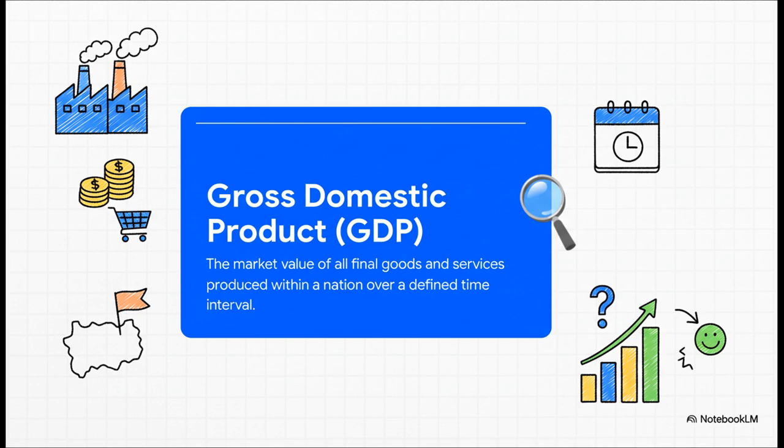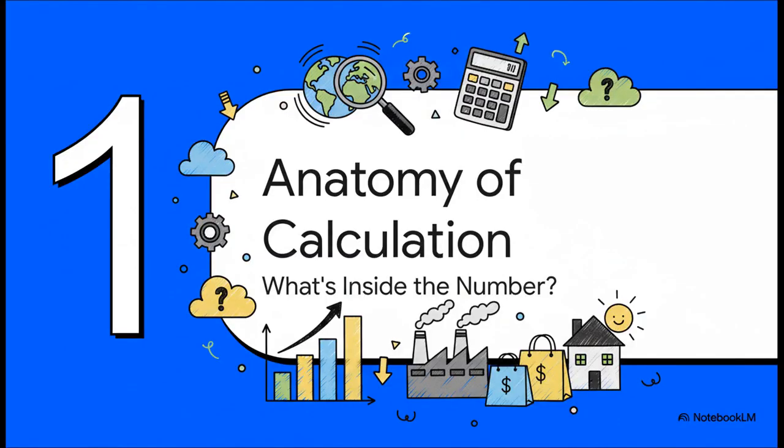Market value, that's easy. It just means we use prices to add it all up. Makes sense. Final goods and services, hang on to that thought. It's a really key idea we're going to come back to. Within a country's borders means it only counts stuff made inside the country. Doesn't matter if the company is American or German or Japanese. And finally, in a specific time period, just means we're measuring it over a set window, usually a quarter or a full year.